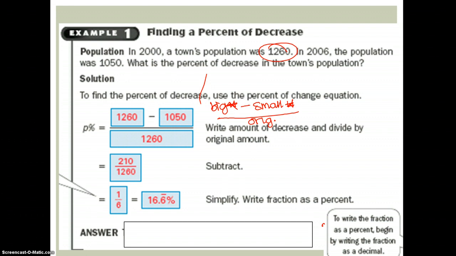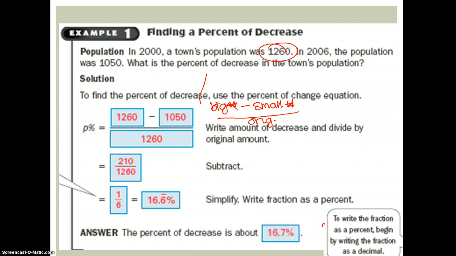You can write this fraction as a percent. So now you know the percent of decrease. About 16.7%. So the population decreased by 16.7%. Remember to write the fraction as a percent. Begin by writing the fraction as a decimal. So you have to go from a fraction to a decimal to a percent.